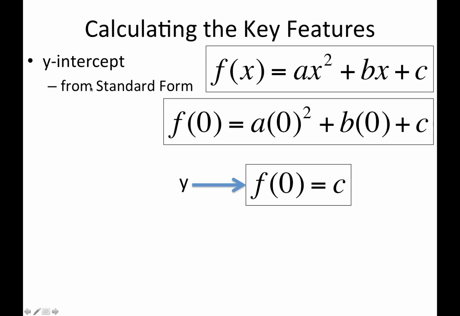Again, the y-intercept is also going to be a coordinate just like the x-intercept. The x-coordinate is going to be 0, as you can see right up here. That's what we inputted as 0. So then you have your x and your y coordinate for calculating y-intercepts.